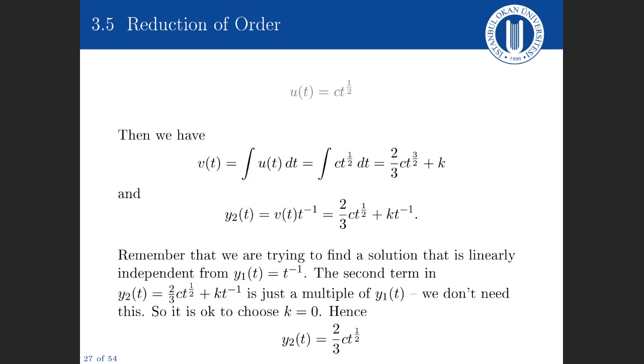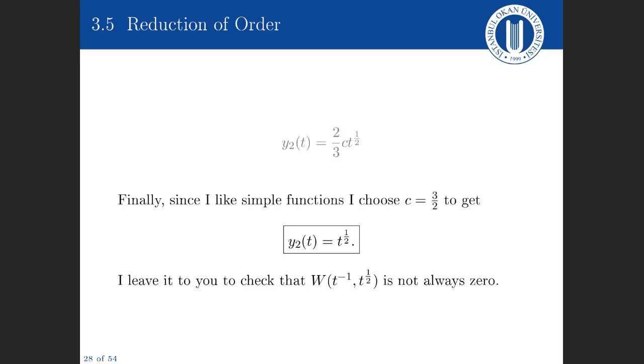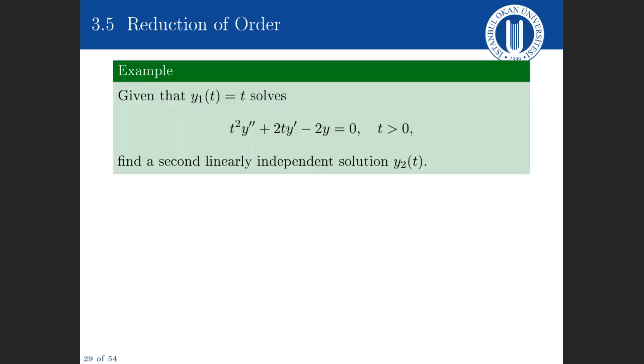This will be our linearly independent solution for any non-zero constant c. Again, I like simple functions, so I'm going to choose a value of c which makes this a nice simple function. Just to make this nice and simple, I'm going to choose c is equal to 3 over 2. Then y2 simplifies to t to the power of a half. I'm going to leave it for you to check that the Wronskian of t to the power minus 1 and t to the power of half is not always 0. That then shows that we have two linearly independent solutions to the differential equation.